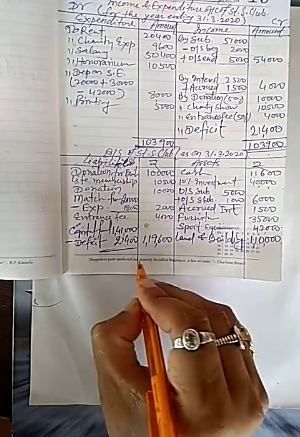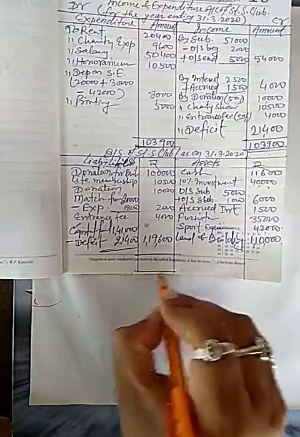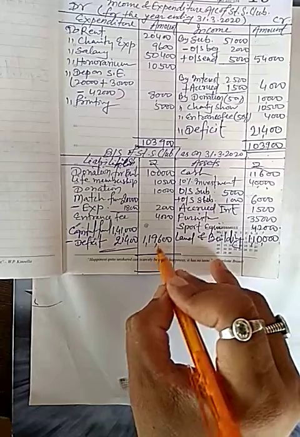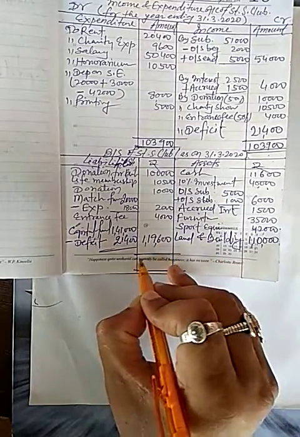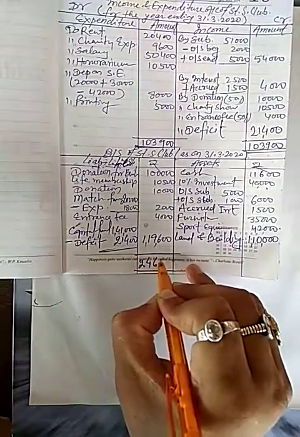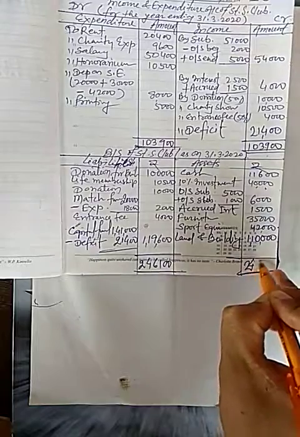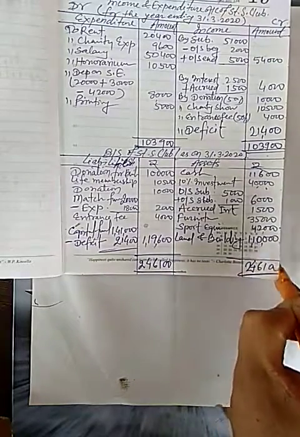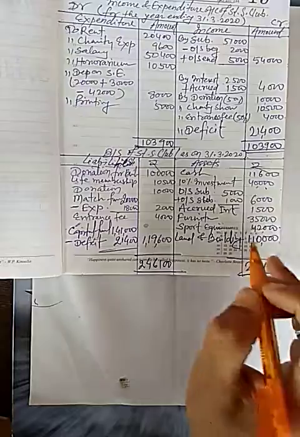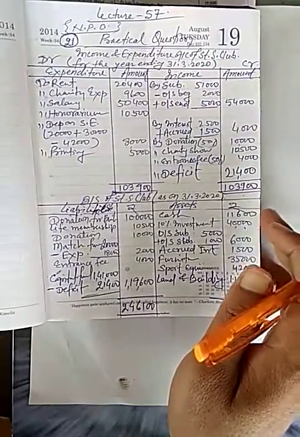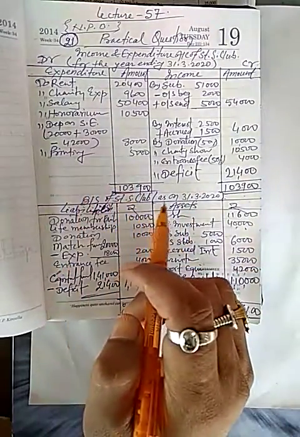So now the total of the liability side will be 2,46,100, and the asset side also 2,46,100. Both sides will be equal. So this is the solution of question number 21.